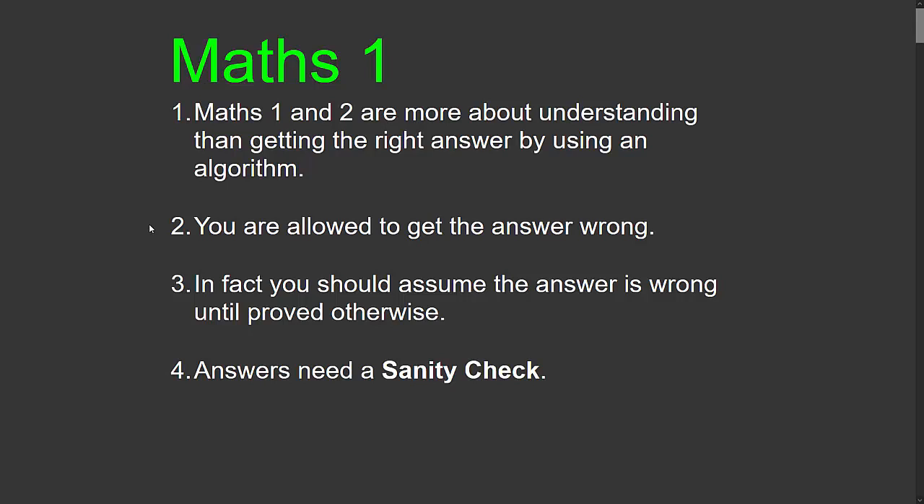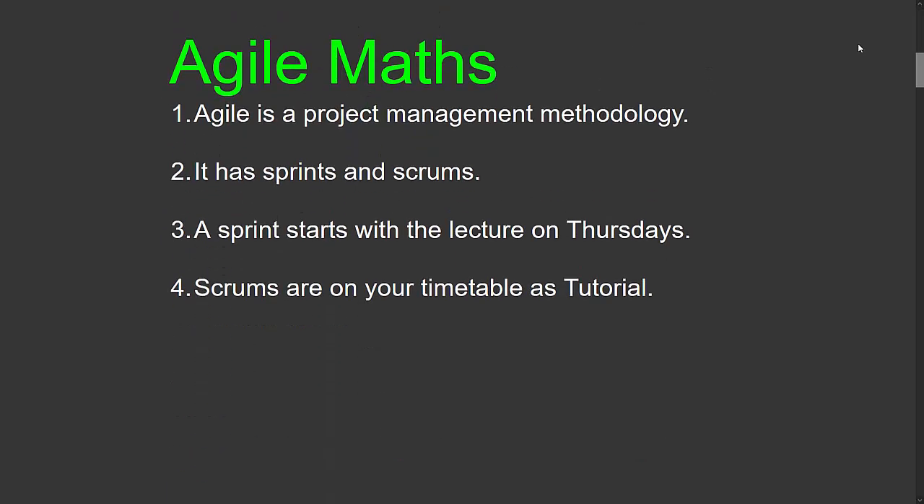Okay, now click on here and then go on to the next page. We're going to use something called Agile Maths, which is something we developed here at Aston. Agile is a project management methodology, and I suspect many of you, if not most of you, will probably use Agile for project management when you're in industry. The reason I'm using it here is just to get you used to the vocabulary.